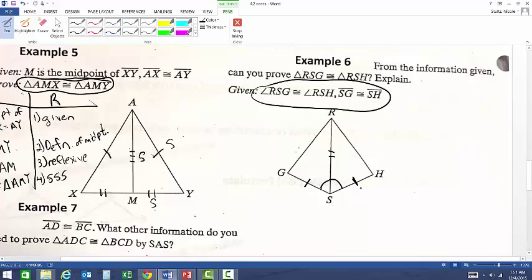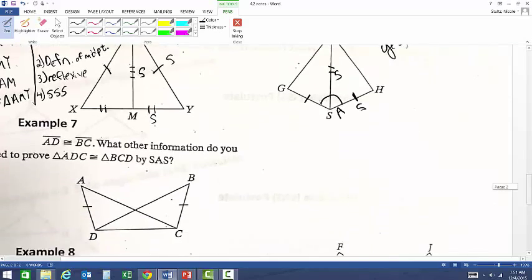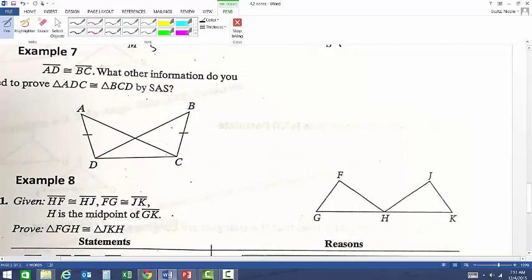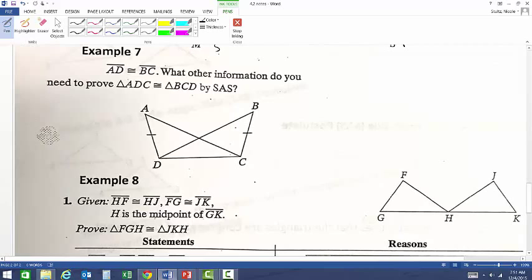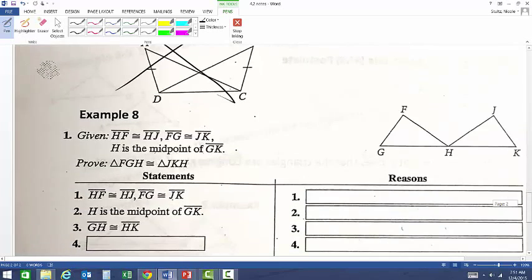So let's see, I have a side, I have an angle in between, and the other side. So, yes, because of the SAS theorem, I can use the theorem. I have enough information to do that. So the triangles are congruent. We can cross out number 7. So I'm going to save that for another time.